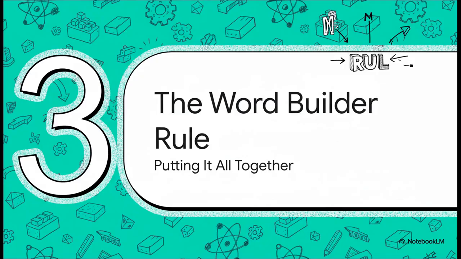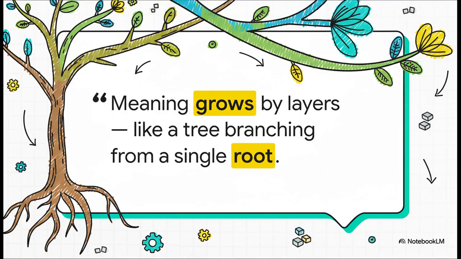Okay, so we've seen the individual bricks, but how do we put them together to build a skyscraper? Well, that brings us to this simple but really powerful idea I call a word builder rule. And I love this metaphor because it just gets to the heart of it. Language isn't just a boring list of rules you have to memorize. No, it's a living thing. Meaning grows organically, like a tree, where each new part adds another branch, all starting from one single root.